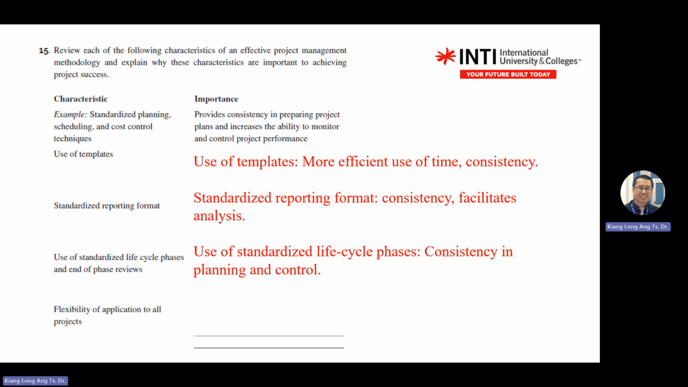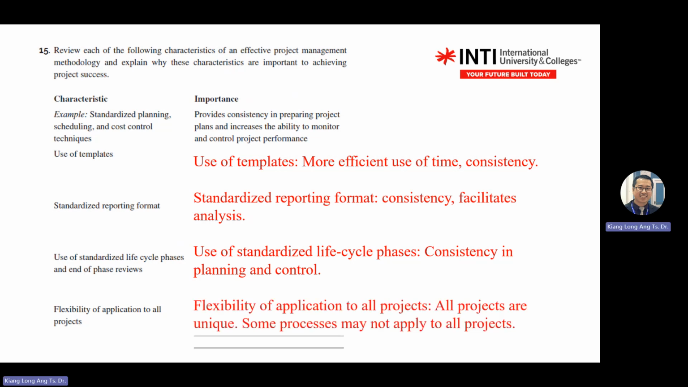Consistency. So flexibilities, this one. The important reason why you use the word flexibilities is to link it to the word unique. You only use flexibilities when you have a unique project. Some processes may not apply for all projects. So when you see the word flexibilities here, you answer using the word unique.